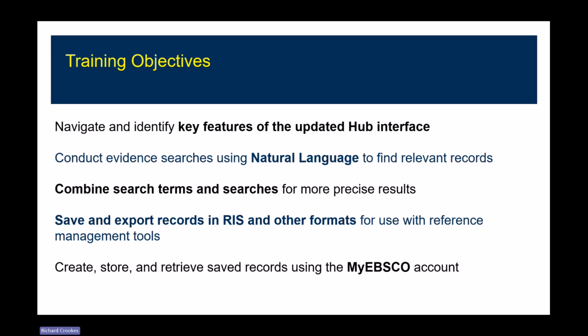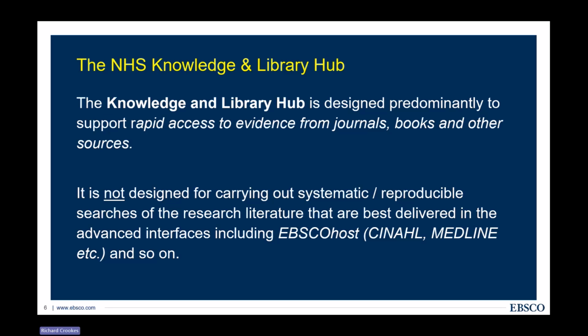Just a recap then, a reminder of the function of the hub itself, which we refer to as the EBSCO Discovery Service here as well. It is designed predominantly to support rapid access to evidence from journals, books, and other sources. So it's searching across multiple sources from multiple providers, and these can be national subscriptions, regional subscriptions or local subscriptions as well.